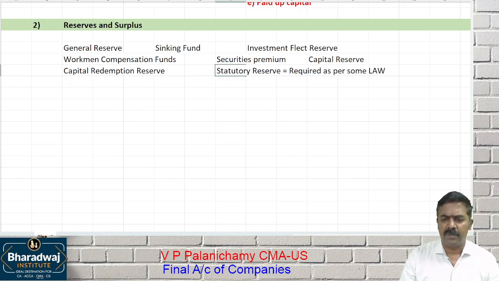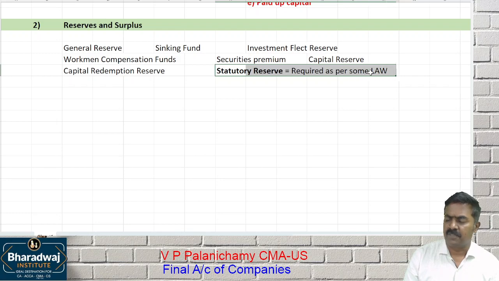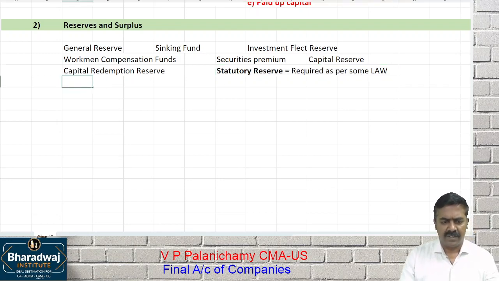Any reserve, what do you mean by statute? Law. Statutory means as per law. When you create some reserve as per law, that is called which reserve? Statutory reserve. It can be a revaluation reserve.